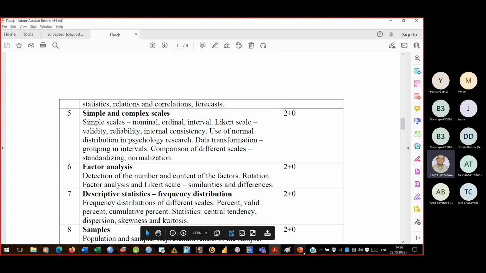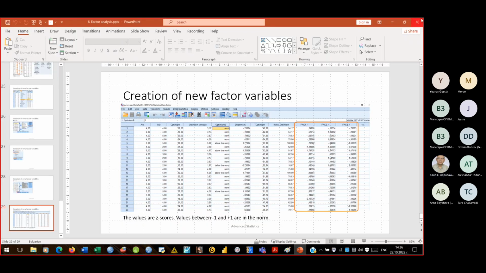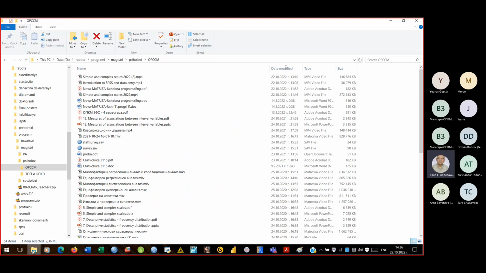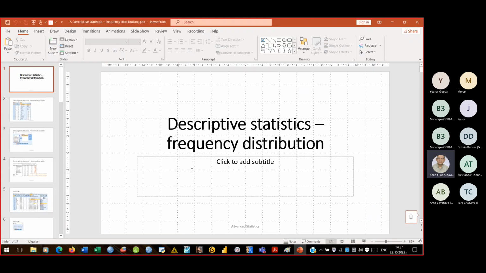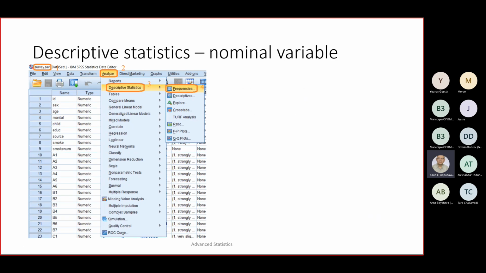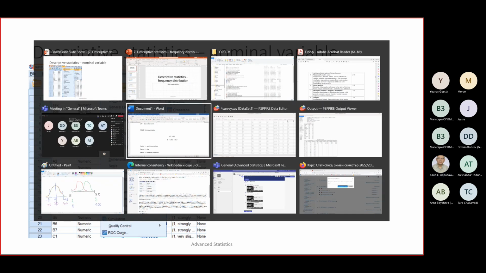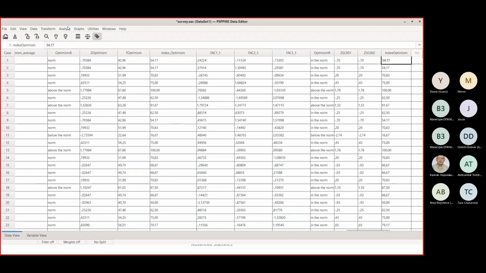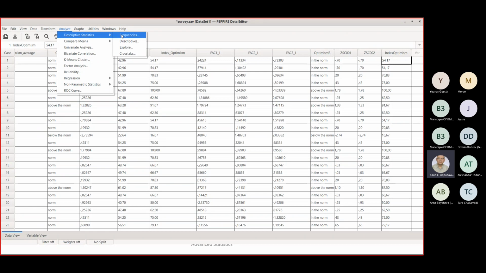So first of all, I will close this presentation about factor analysis, and we will open next presentation about descriptive statistics. And we will start with descriptive statistics for nominal scales, nominal variables. I will work directly in PSPP. Here, we must choose analyze, after that descriptive statistics, after that frequencies.